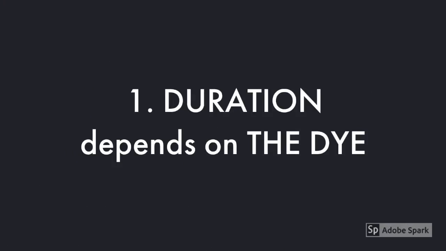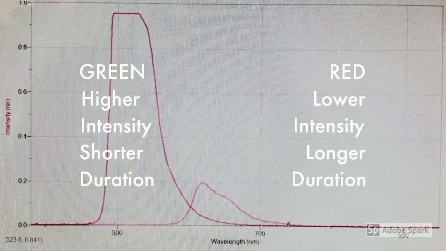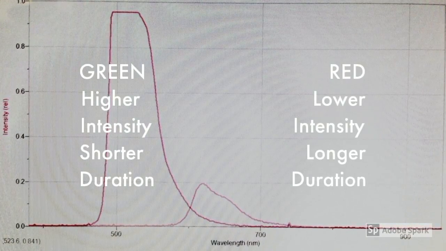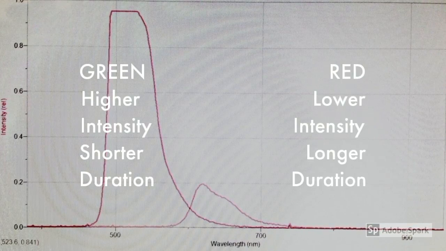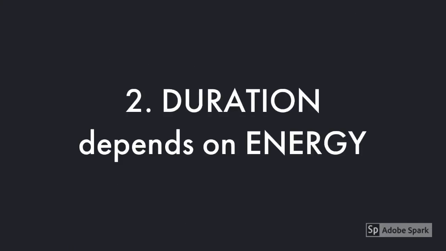This means that duration depends on the dye because the green dye, which has a higher emission intensity, has a shorter emission duration, while the red dye has a smaller emission intensity but a longer emission duration. This information supports our hypothesis because, as we can see, the emission intensity for the green dye is decreasing at a faster rate than the intensity of the red dye, suggesting that the rate of light emission by the green dye is much faster. Our results showed that duration is directly dependent upon energy.